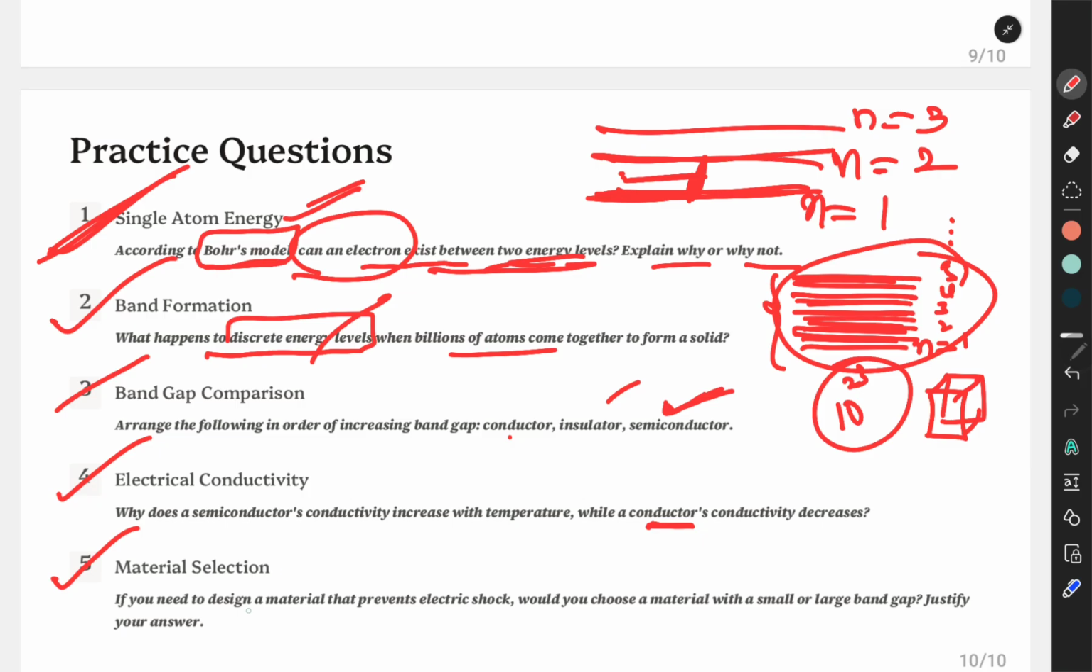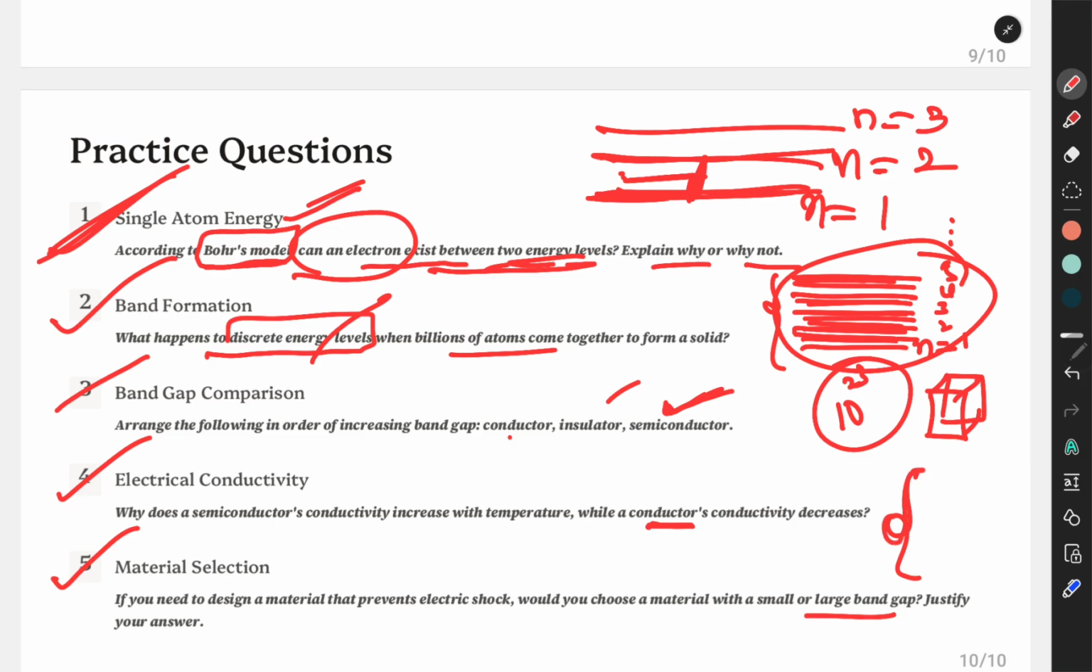It's about material selection. It's asking, if you need to design a material that prevents electric shock, what would you choose? Would you choose a material with a small band gap or a large band gap? Justify your answer. So simple, right? To prevent the conductivity, what will we choose? Obviously, we'll choose a material whose band gap is larger. That means we'll choose an insulator, right?